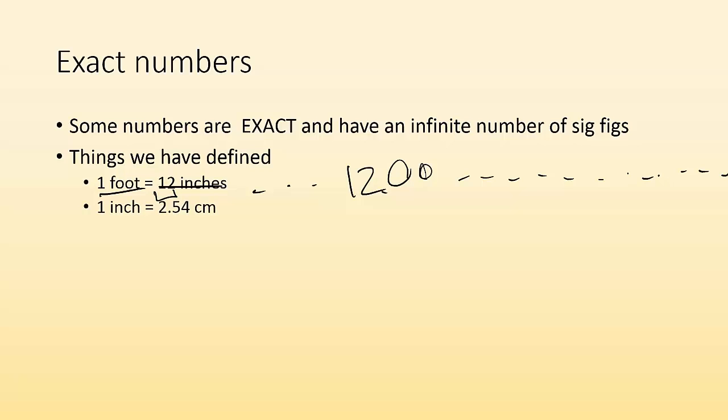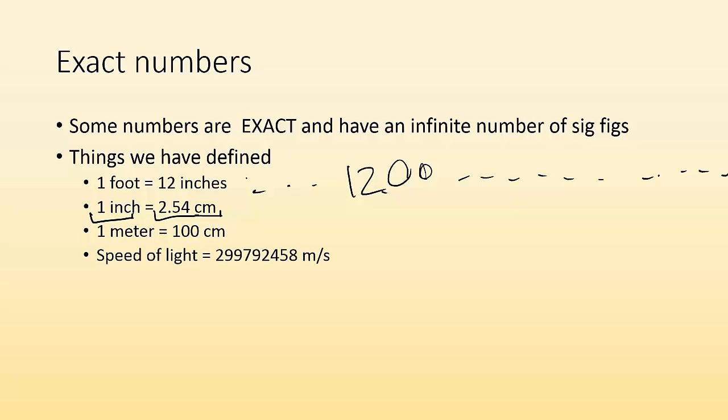It's 12.0000, and so on, forever and ever and ever because we said it is, right? Or things like 1 inch being 2.54 centimeters. We've also defined an inch that way. We said 1 inch is exactly 2.54 centimeters. So there's an infinite number of significant figures with these conversion factors. Or 1 meter being exactly 100 centimeters. Again, that's an exact number, infinite number of significant figures. The speed of light we've defined as that.